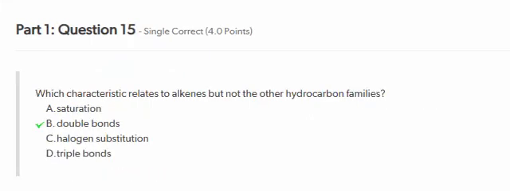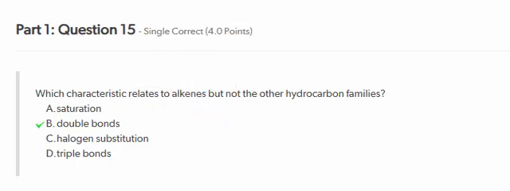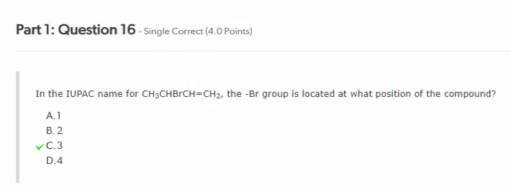Number 15, which characteristic relates to alkenes but not the other hydrocarbon families? Well, that E right there, that alkene, tells us that it has a double bond. And it's the only family, it is the family name. Therefore, that's how we know. Number 16, the IUPAC name for CH3CHBr CH2 double bond CH2. The Br group is located at what position of the compound?